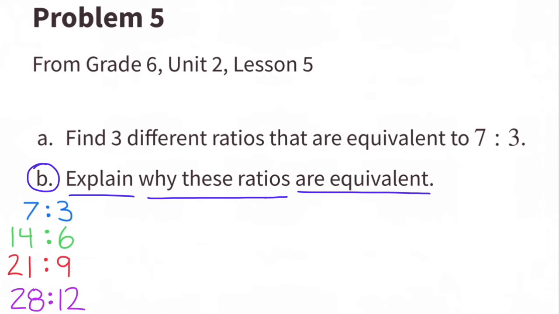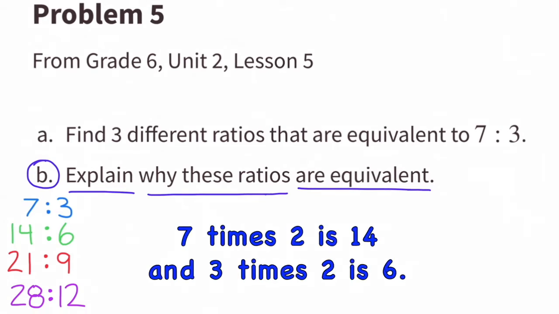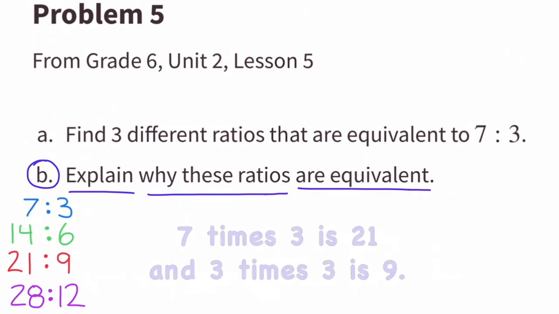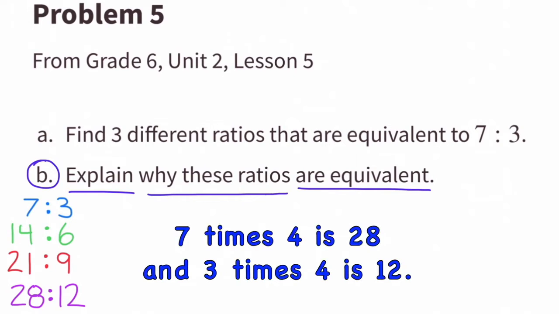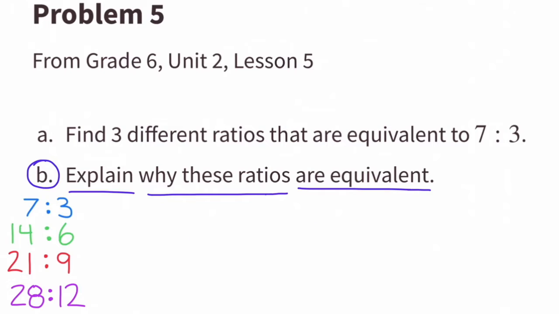B. Explain why these ratios are equivalent. 7 times 2 is 14 and 3 times 2 is 6. 7 times 3 is 21 and 3 times 3 is 9. 7 times 4 is 28 and 3 times 4 is 12. Since the 7 and the 3 are both multiplied by 2, 3, and 4 respectively, they are equivalent ratios.